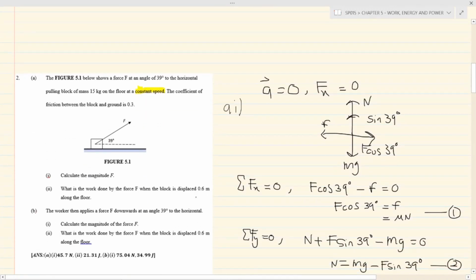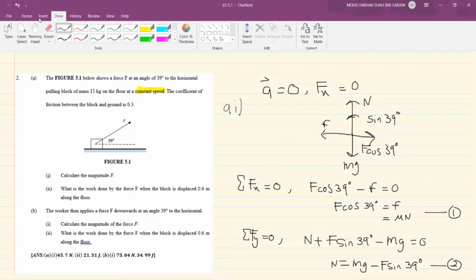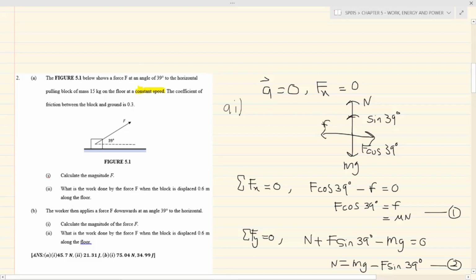Now for question number 2. Okay, if you see question number 2, the figure 5.1 below shows a force F at an angle of 39 degrees to the horizontal, pulling a block of mass 15 kilograms on the floor at a constant speed. Okay, the coefficient of the friction between the block and the ground is 0.3. Okay, so dia punya mu, sebab dia is moving on the rough surface, so there will be a frictional force. Okay, so akan ada frictional force ini.